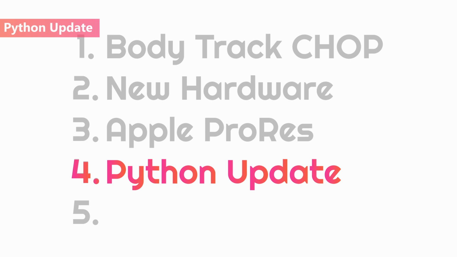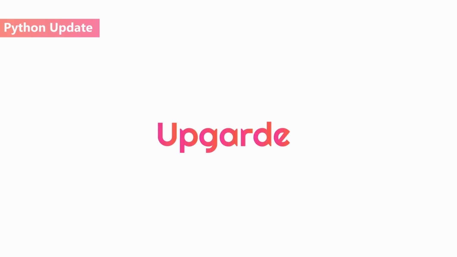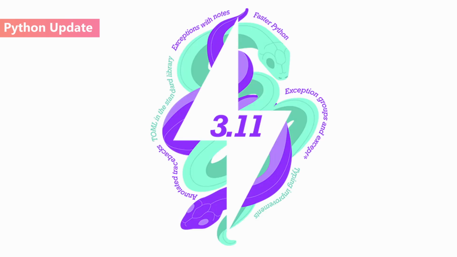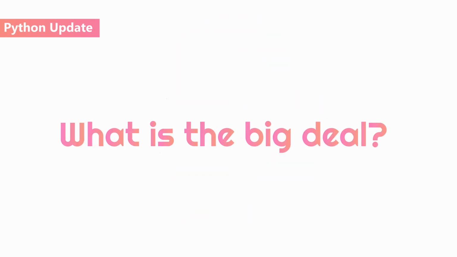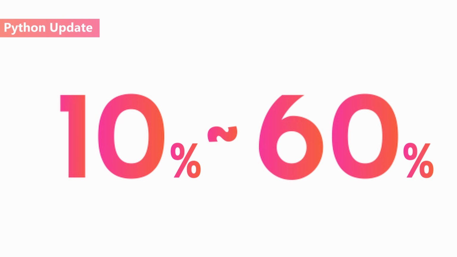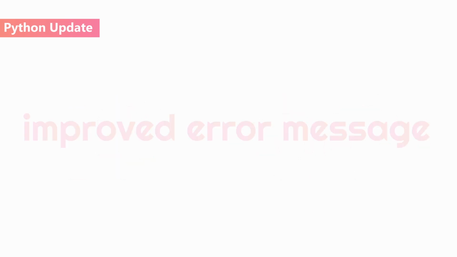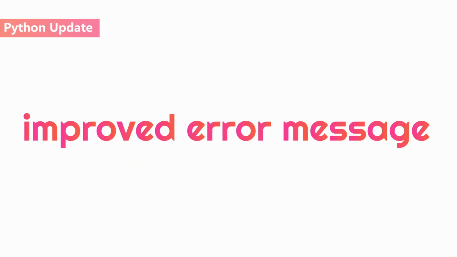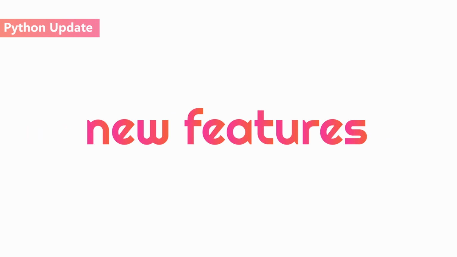4. Python update. In this update, Python has been upgraded to version 3.11. But you might be wondering, what is the big deal about this upgrade? Well, let me tell you, it's a game changer. Finally, 3.11 runs between 10 to 60% faster across the board. It's not just about speed. We are also talking about improved error messages and a bunch of new exciting features.